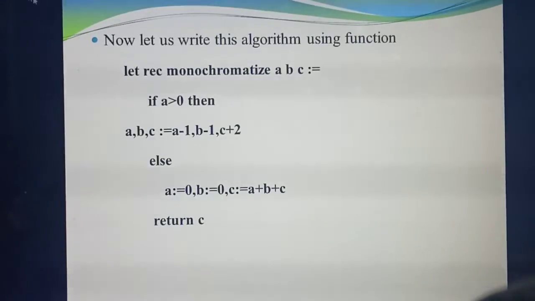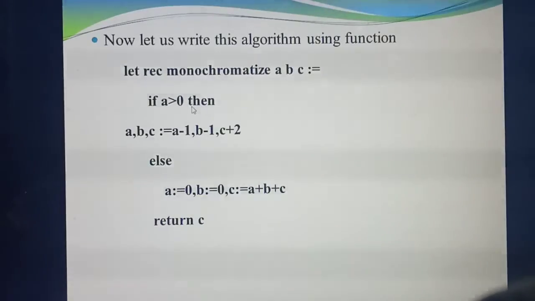Okay, so the same thing you are going to write in a recursive algorithm. You need to write it in a recursive algorithm. What's the recursive algorithm? The algorithm function starts with a keyword. What keyword do you need to use? R is for recursive. Then after recursive, what do you need to write? The name of the function. What's the name of the function? Monochromatize. How many variables are there? 3. What are they? A, B and C.